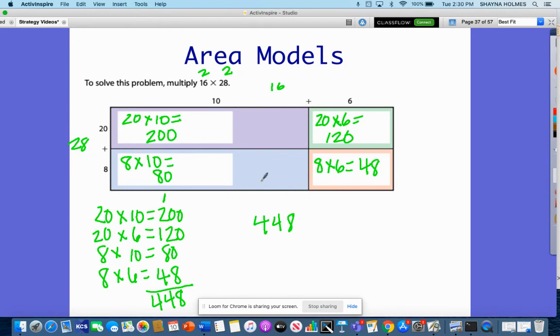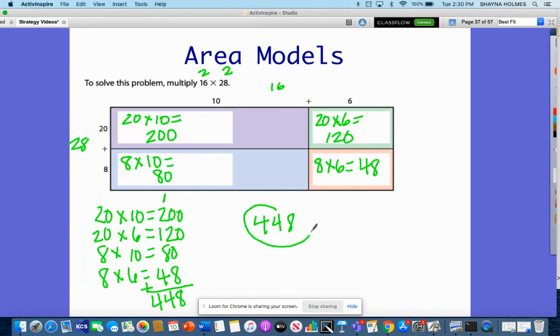448. And then I'm going to go back and make sure this makes sense. So I had 200 plus 120. Okay, that would be 320 plus 80. That's 400, and then 448. You just want to make sure in case you mixed up a place value here, because my handwriting is not always great. Go back and just make sure, does this number make sense?